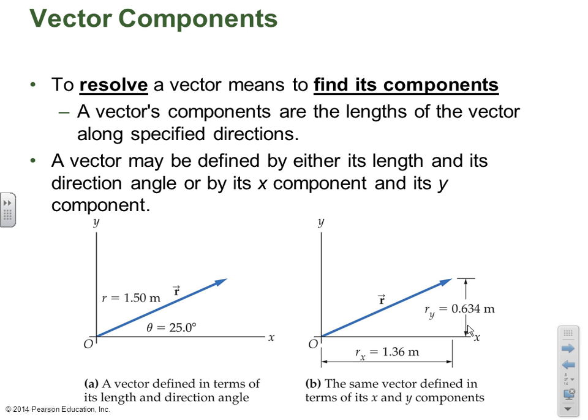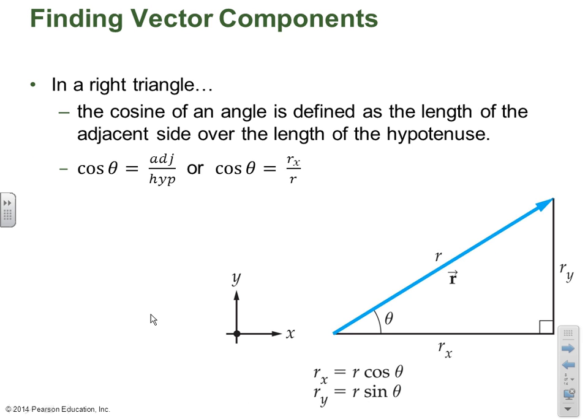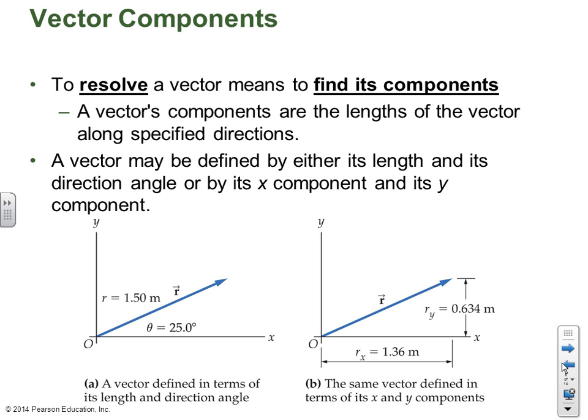That's like a hypotenuse, pretty much. So here, right? Sorry, I'm still writing. So this vector down on the left, 1.5 meters at this angle of 25 degrees, is the equivalent of going 1.36 meters this way and then 0.634 meters in that direction. Okay?